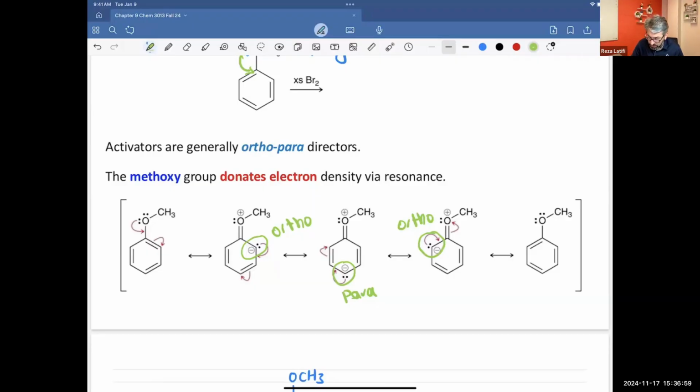So now when the electrophile, in this case Br plus, reaches the ring, it can see a good amount of electron density on either of those ortho carbons or on the para position. So the attack is going to happen on the ortho positions or the para position, wherever we have a negative charge. Remember, Br comes with a positive charge and is looking for electron density.